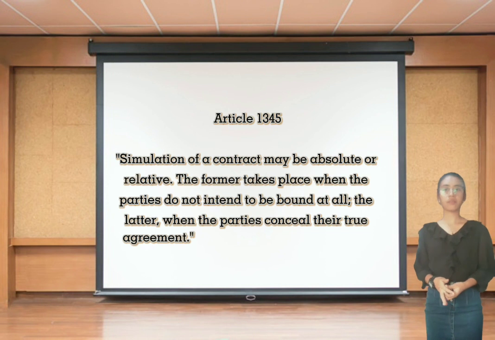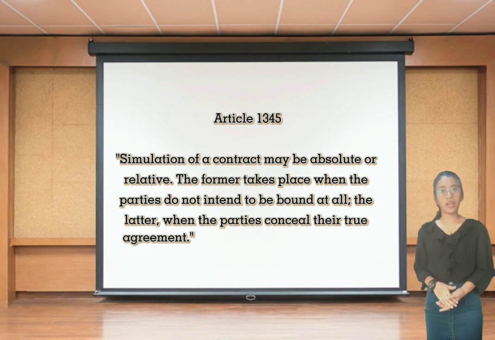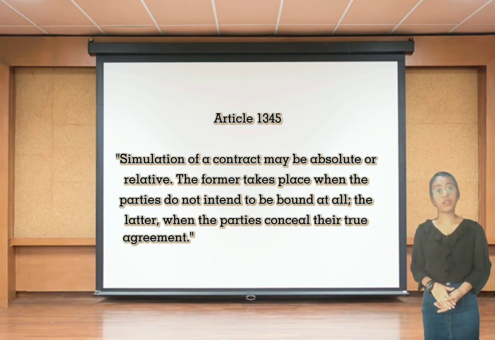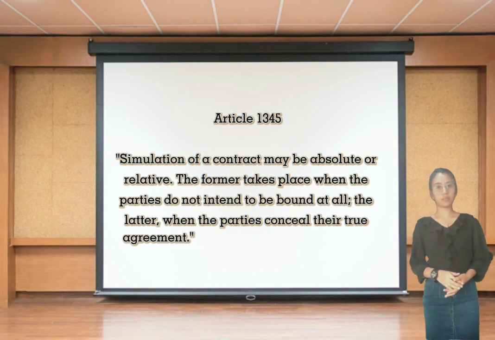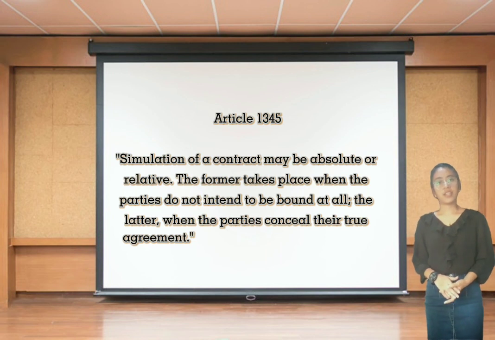So, next is Article 1345. Simulation of a contract may be absolute or relative. The former takes place when the parties do not intend to be bound at all. The latter, when the parties conceal their true agreement. Under Article 1345, it states that a simulation of a contract is a mutual agreement of parties but does not intend to express the real intentions of the parties.